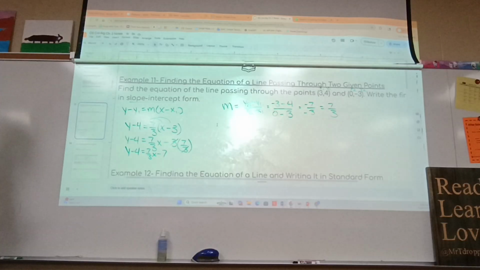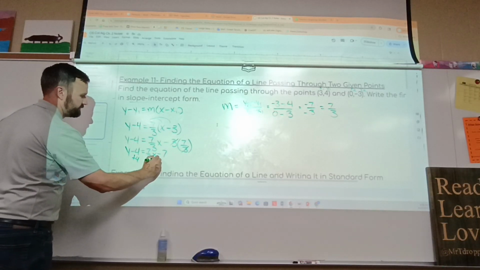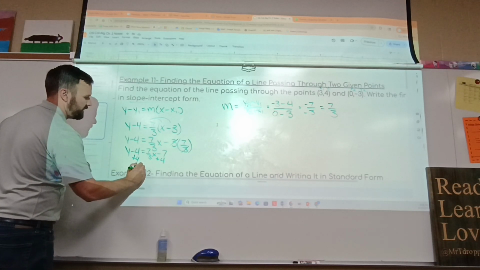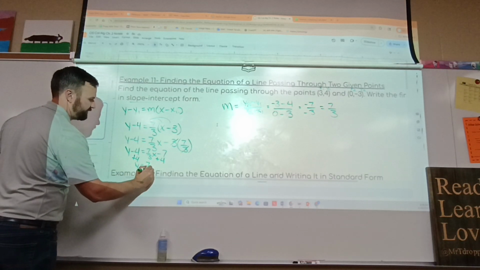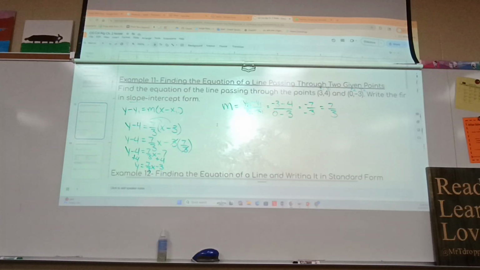I'm just going to rewrite it so it's a little bit cleaner. Add my 4. I get y equals 7/3 x minus 3. So really, we did the same thing we did before. We just had to find the slope first. We just combined the 2 things we did earlier, right? We did slope. We did that.